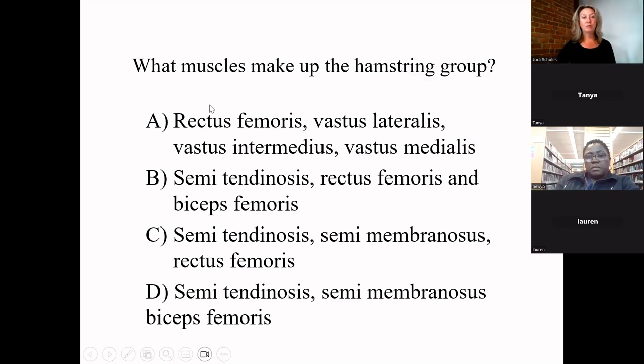All right, so hamstrings. A, rectus femoris, vastus lateralis, vastus intermedius, vastus medialis. B, semitendinosus, rectus femoris, biceps femoris. C, semitendinosus, semimembranosus, rectus femoris. D, semitendinosus, semimembranosus, and biceps femoris.